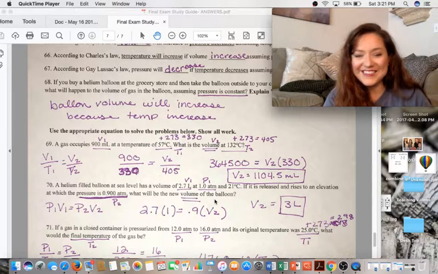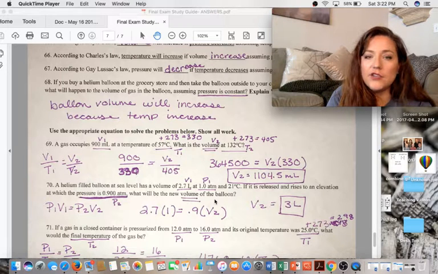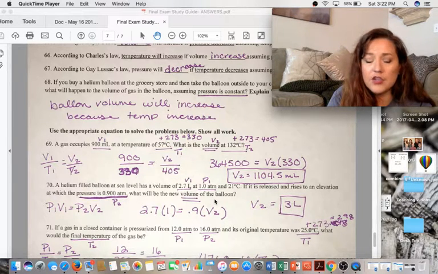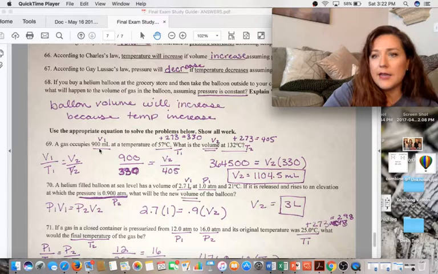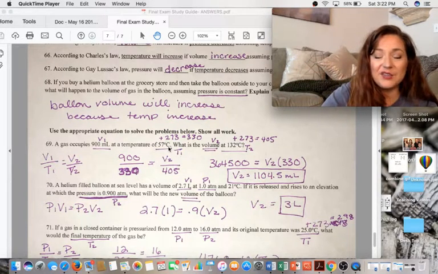We are almost done. On your final, you're going to see one of each of these equations on how to do those mathematically. The first one we're talking about is Charles: V1 over T1 equals V2 over T2. So identify 90 milliliters as my V1. My T1 is 57 degrees Celsius, but remember, you have to add 273 to get it into Kelvin. All gas laws have to be in Kelvin.